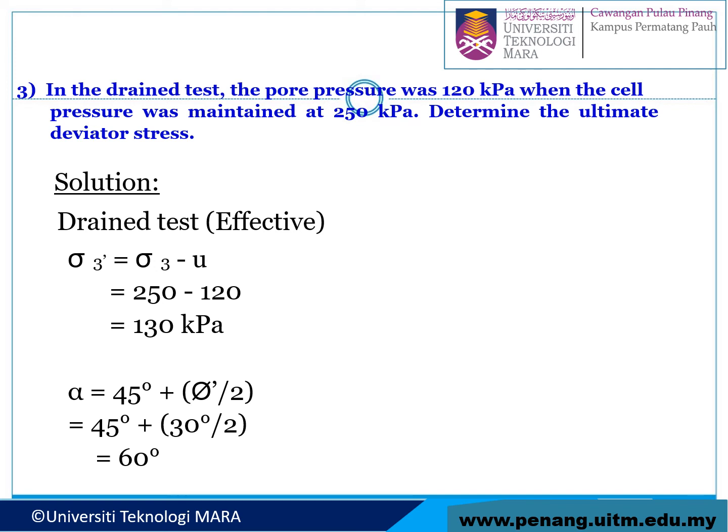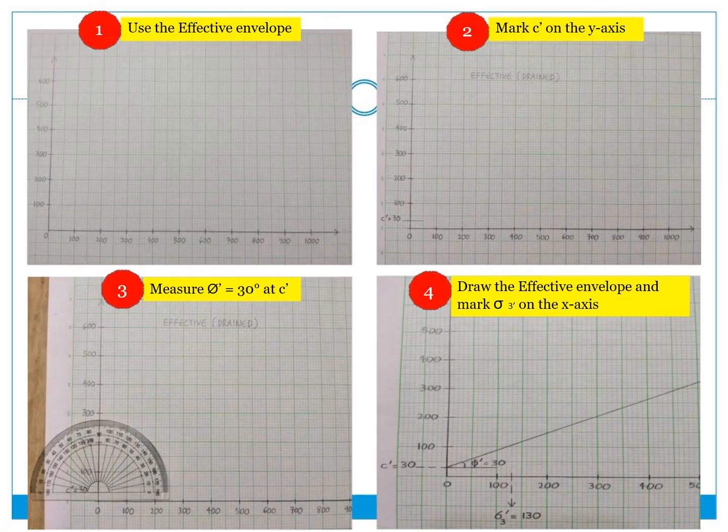So you have to determine the alpha. The alpha is 45 plus phi prime over 2. With phi prime for effective stress of 30, you will get 60 degrees. Next step, you use the same information from the effective stress envelope.